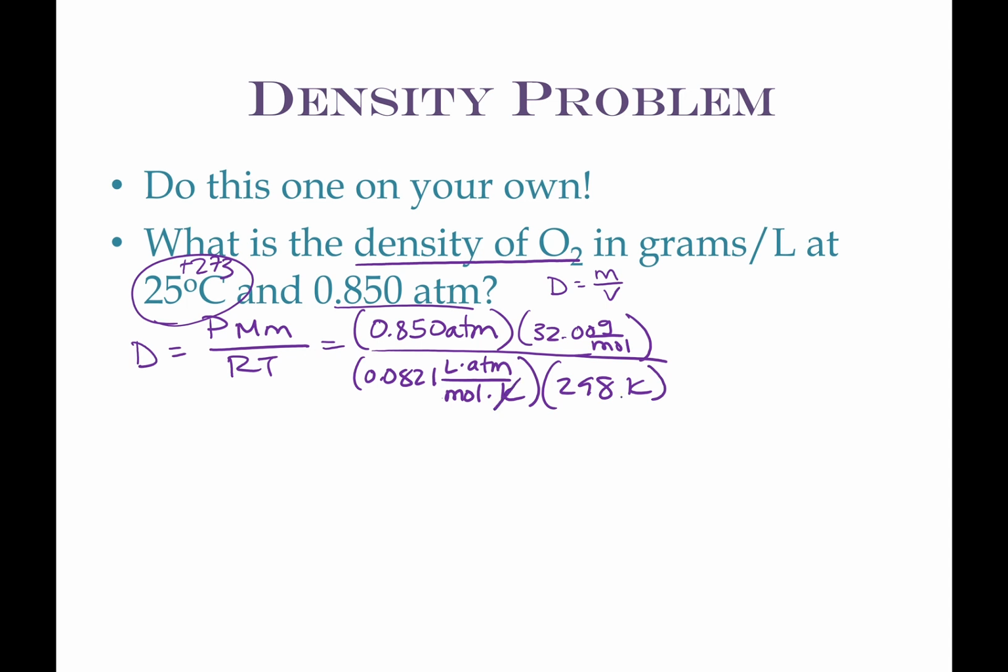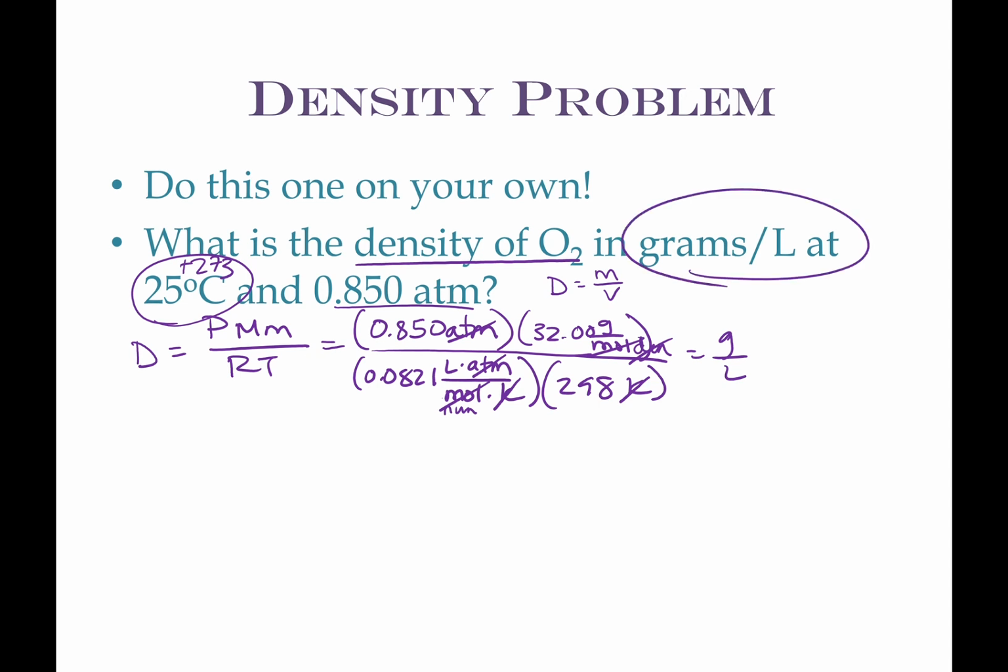So here, Kelvin cancels, atmospheres cancel. We have grams over moles and liters over moles. So moles are in the denominator here, and these are actually in the numerator, so they do cancel because it's in the denominator and the denominator. So our units are going to be grams per liter, which is good because that's what it asked for.